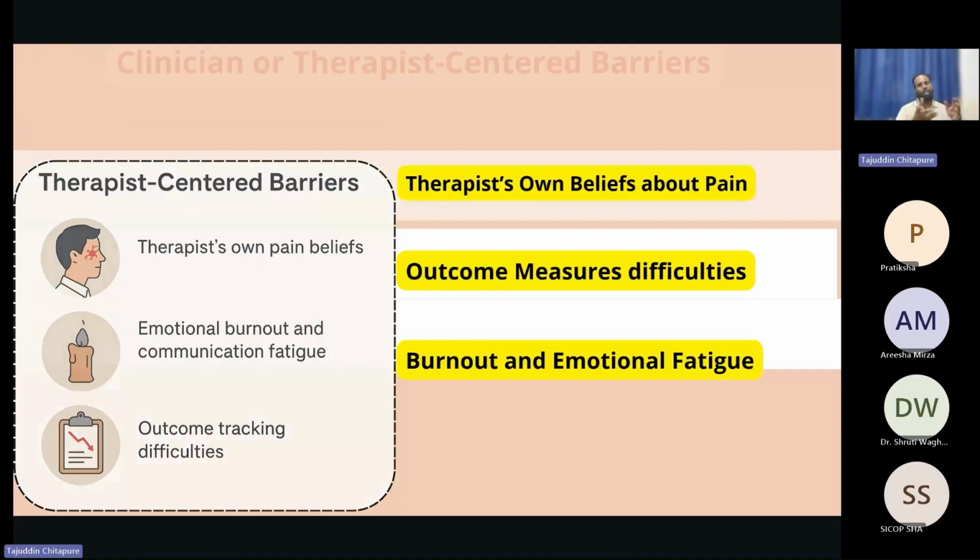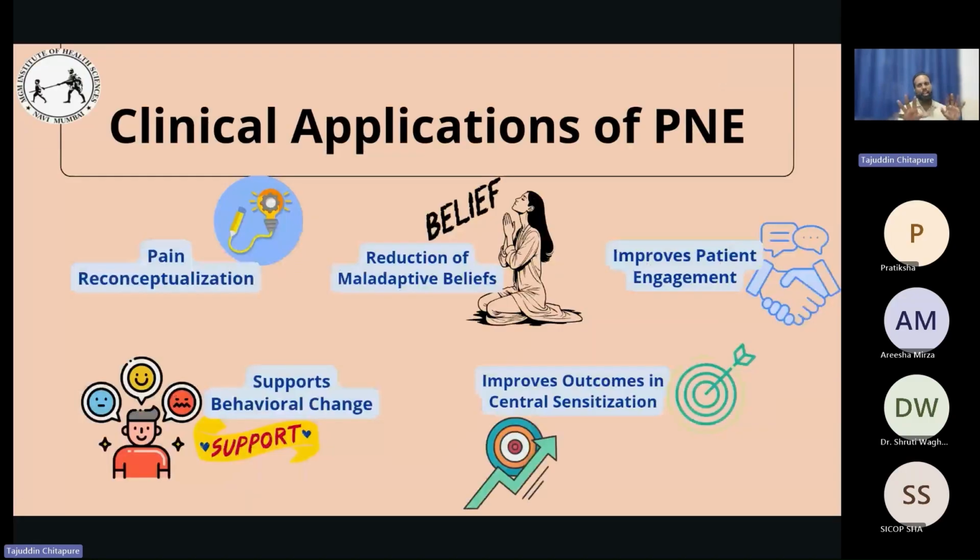So what are the clinical applications of PNE? It can help patients reconceptualize pain, helping them understand that pain does not always equal tissue damage, especially in chronic conditions. It reduces threat perception by shifting focus from structural pathology to nervous system sensitization.